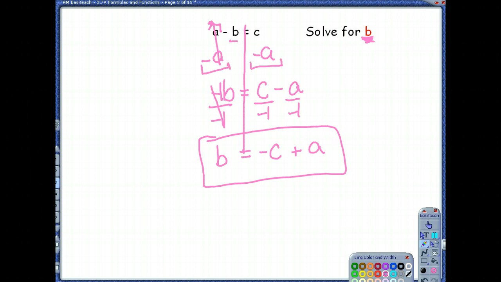Then I want to get this b all the way by itself by removing that negative sign. So that's why I divided both sides, every single term, by that negative 1 that was being multiplied by b.